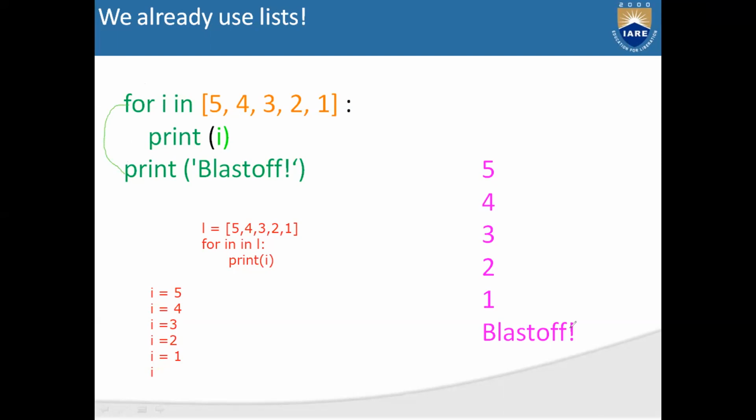Understand how the values are taken? i will take the values of elements of the list one by one till the list is empty. Further, no elements are there in the list. Till then the elements are going to be accessed. Is it clear?